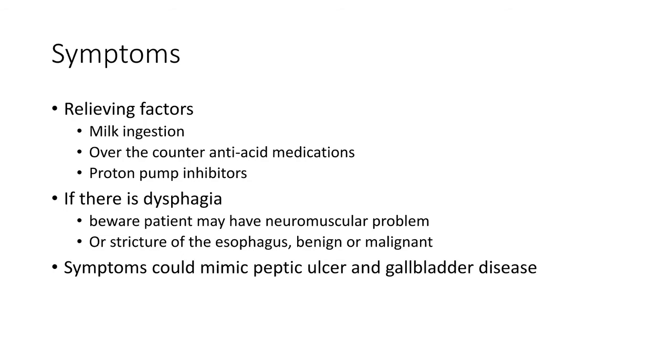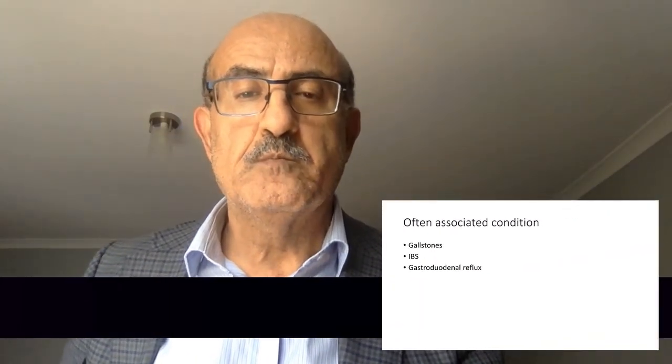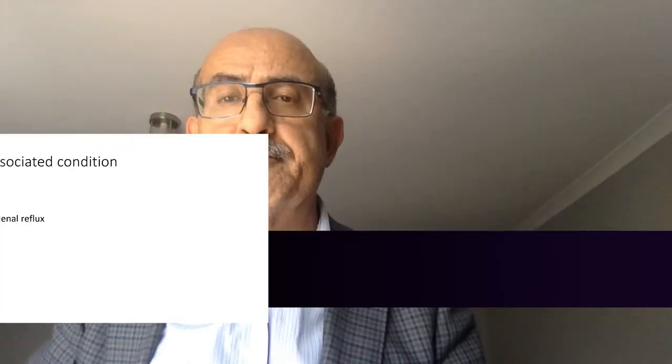And that stricture could be benign or malignant. We also need to keep in mind that the symptoms of reflux could be exactly similar to peptic ulcer disease or to gallstone disease, and sometimes the reflux problem is actually associated with stone disease. And this is often the triad that a lot of patients will have at the same time. You will find them have gallstones, irritable bowel syndrome, and gastro-esophageal reflux.